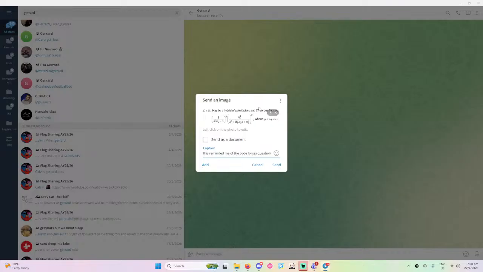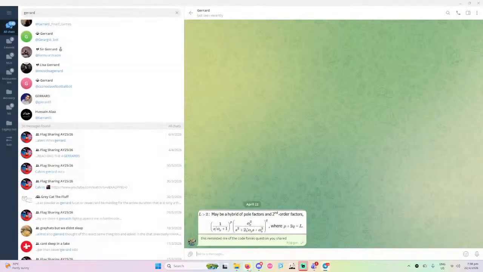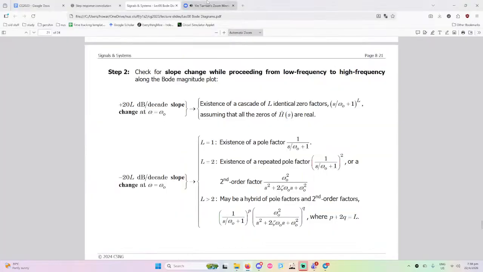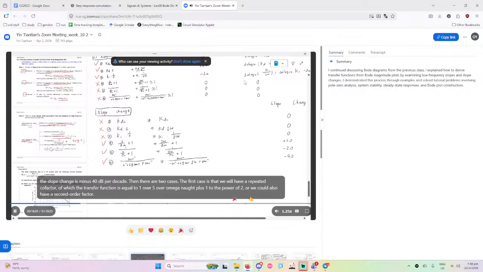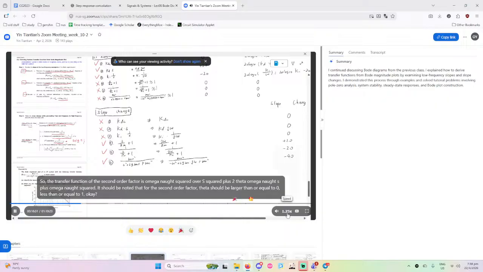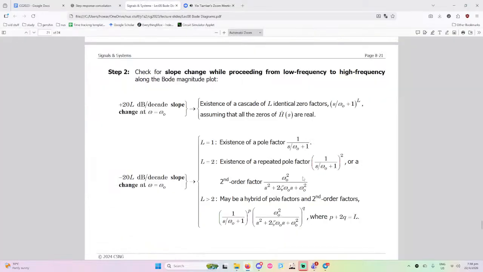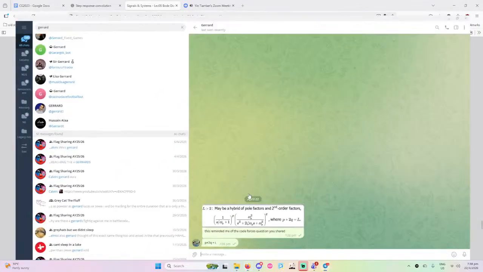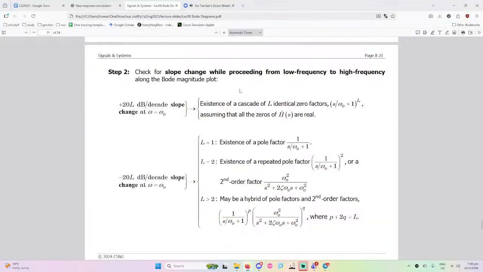The first case is that we will have a repeated pole factor, of which the transfer function is equal to 1 over (S over omega naught plus 1) to the power of 2. Or we could also have a second order factor. The transfer function of the second order factor is omega naught squared over S squared plus 2 theta omega naught S plus omega naught squared. It should be noted that for the second order factor, theta should be larger than or equal to 0, less than or equal to 1.